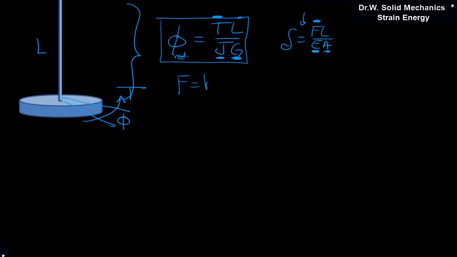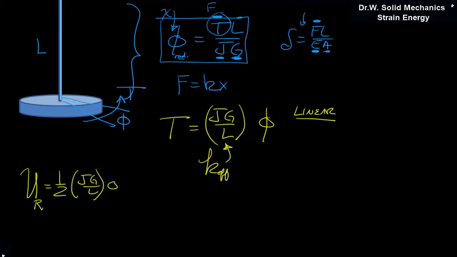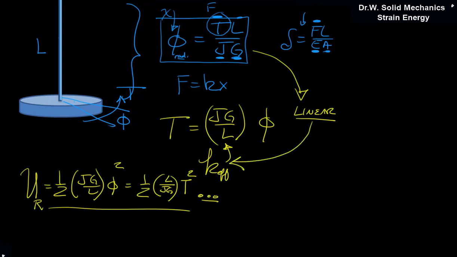And again, let's rearrange it so it looks like F is equal to Kx. So the torque is our equivalent of the force, and the deflection is our equivalent of x. So we'll get then that T is JG on L times phi, and again note that that's linear. So there's our K effective, at which point the energy stored inside the rod will be 1/2 K, JG on L, times phi squared, or 1/2 L over JG times torque squared. But notice how with any of our equations, if they're linear in nature, we can extract the K effective and use it right away inside of our energy equation.